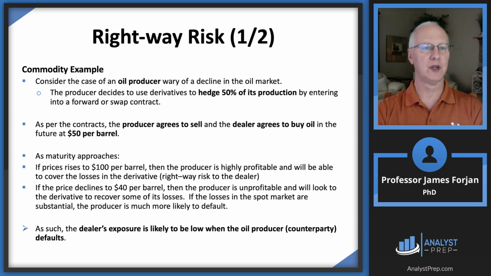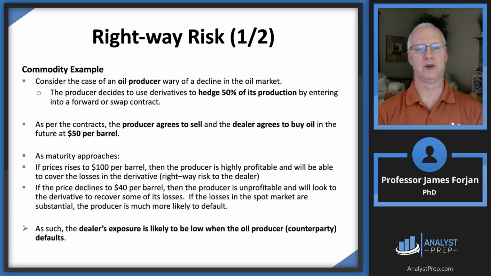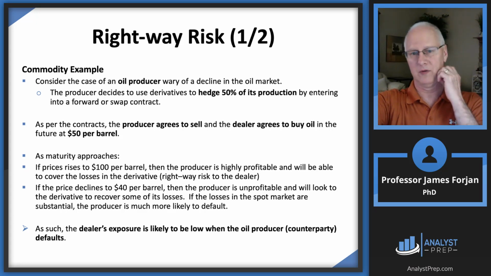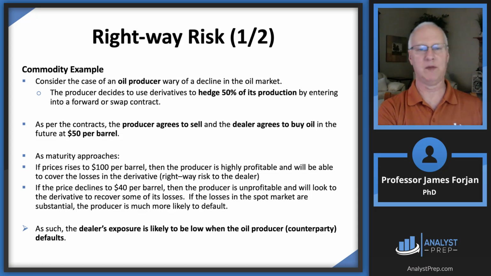So if the price in the spot market is 100, then the oil producer is extremely profitable in 50% of its business and will very likely be able to cover the losses in the derivative, right? So from the perspective of the dealer, there's tons of exposure, right? We agree to buy at 50 as the dealer when the price is trading at 100. We're getting a great deal, right? So this is right-way risk in that we have an extreme probability that we're going to get paid the terms of that derivative contract because the underlying company is so profitable.